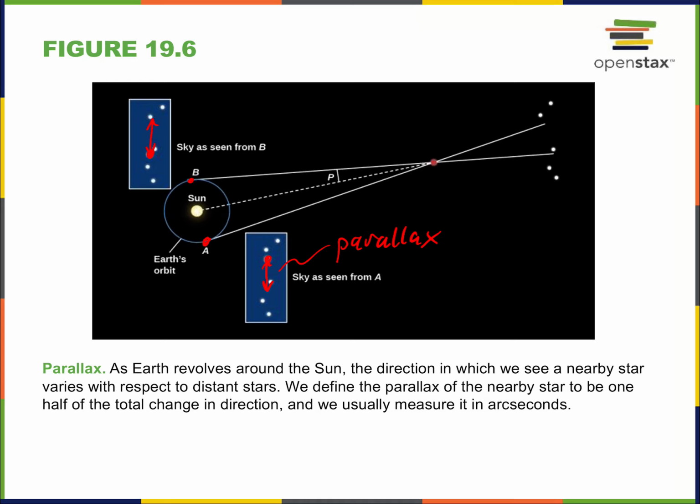And the parallax is due to the fact that we have a baseline. So parallax and triangulation are the same idea, right? They're just kind of two words for the same idea. One is the method, one is the observation or the phenomenon.